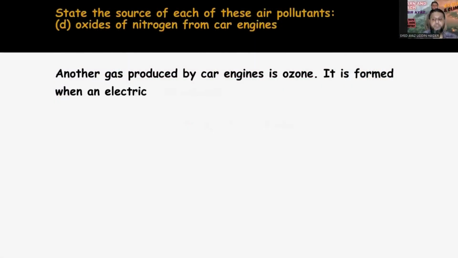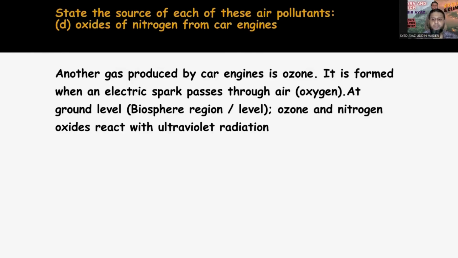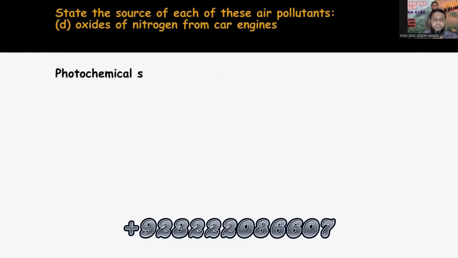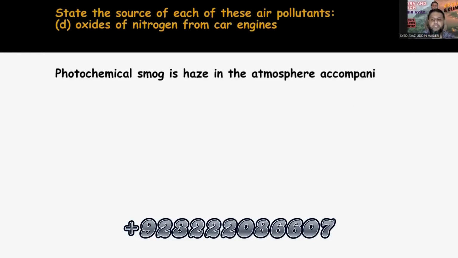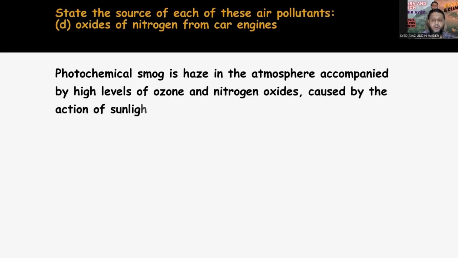The gas produced by car engines is ozone. It's formed when an electric spark passes through air, oxygen at ground level. Ozone and nitrogen oxides react with ultraviolet radiation in sunlight and produce photochemical smog. What is photochemical smog? It's a haze in the atmosphere accompanied by high levels of ozone and nitrogen oxides caused by the action of sunlight on pollutants.